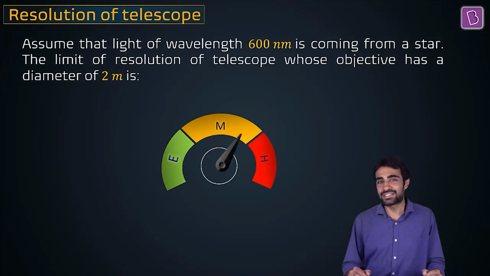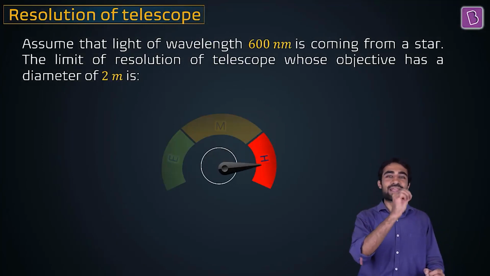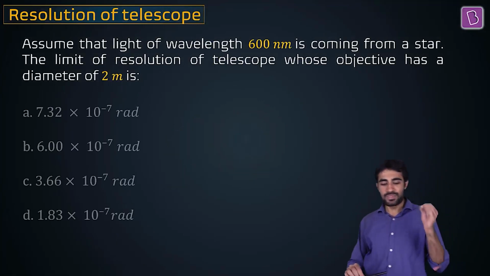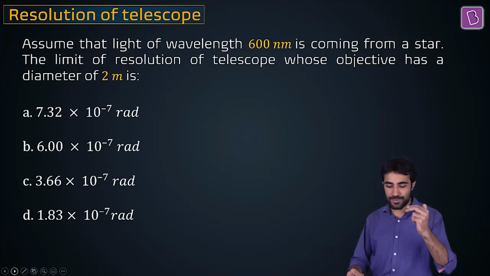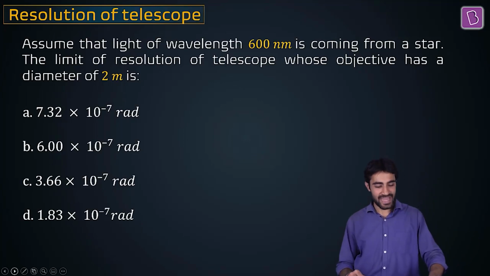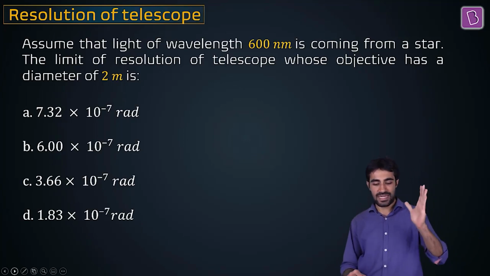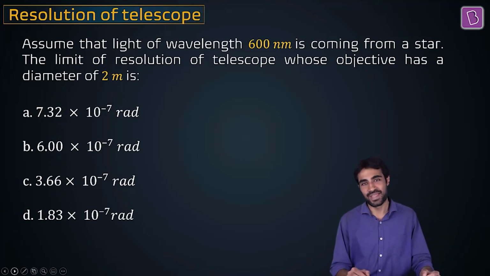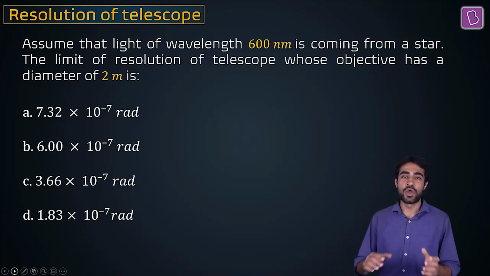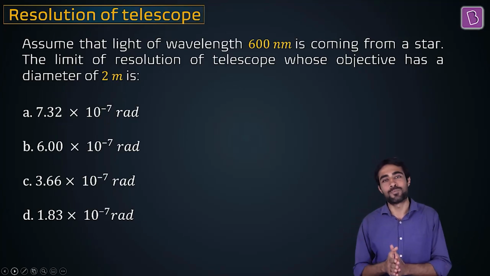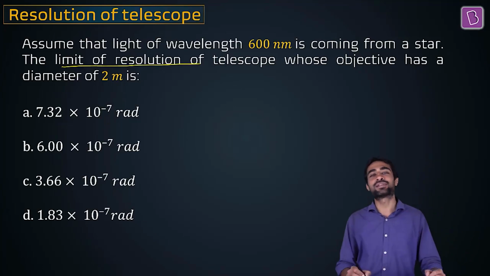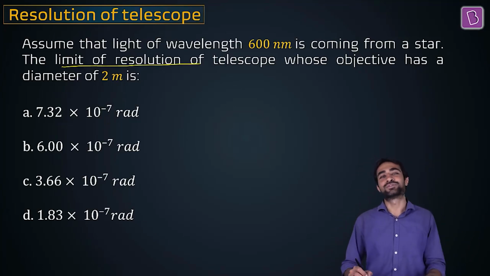Let's have a look at this question based on optical instruments, and we have a question on telescope. Assume that the light of wavelength 600 nanometer is coming from a star. The limit of resolution of a telescope whose objective has a diameter of 2 meter is? Now we know the diameter of the objective lens of the telescope. We have to tell what is the limit of resolution.